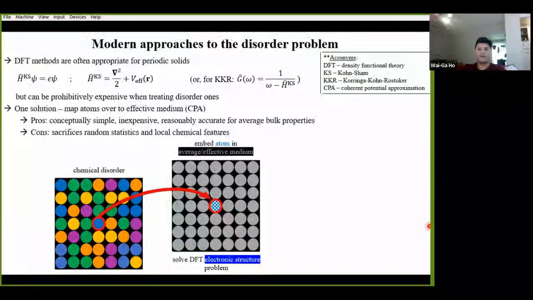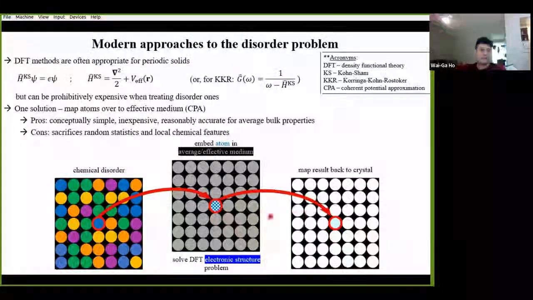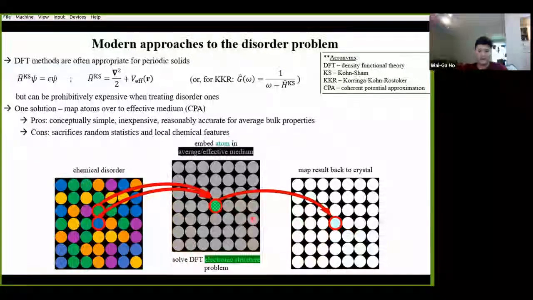There is a trade-off, however, in that the CPA problem discards the disorder-associated statistics and fails to distinguish some important features in the local chemical environment. So what I mean by this is, I can take the electron density that I just computed in the DFT step, map it back onto the lattice, and then to fill up the rest of the crystal, well, I just follow the same exact procedure, right? Maybe I'll pick out this green atom now, embed it, and then solve the DFT problem once again. But what do I notice here? I notice that the green atom sees the same exact CPA medium that the blue atom did, because each atom in that crystal sees the same environment on average.